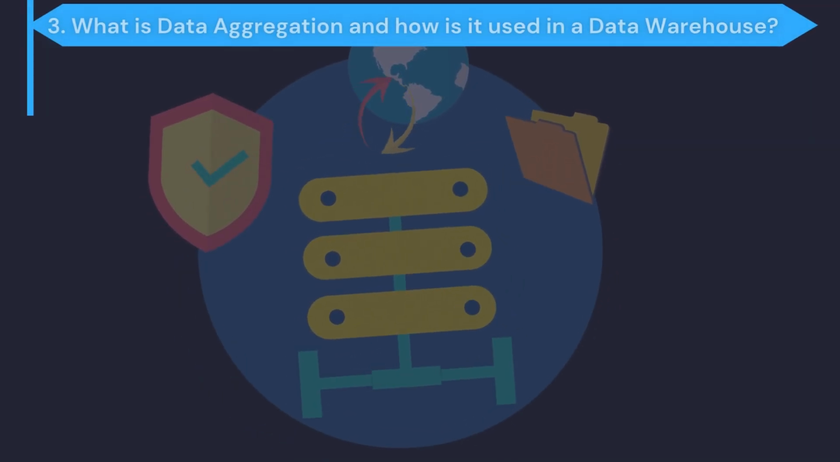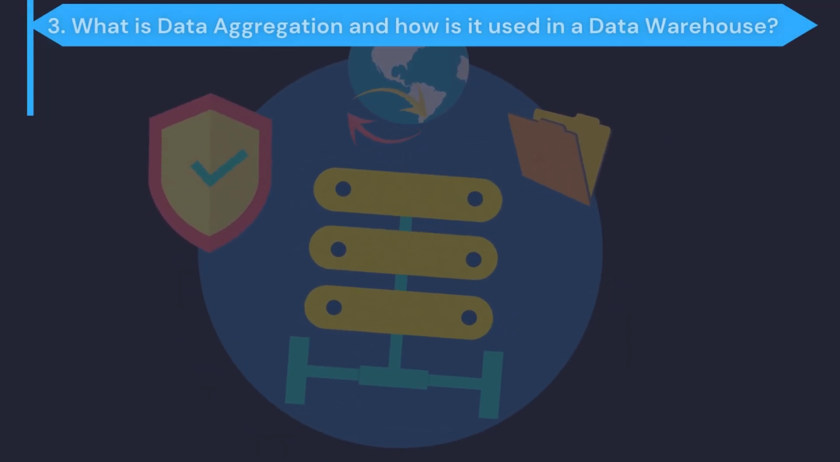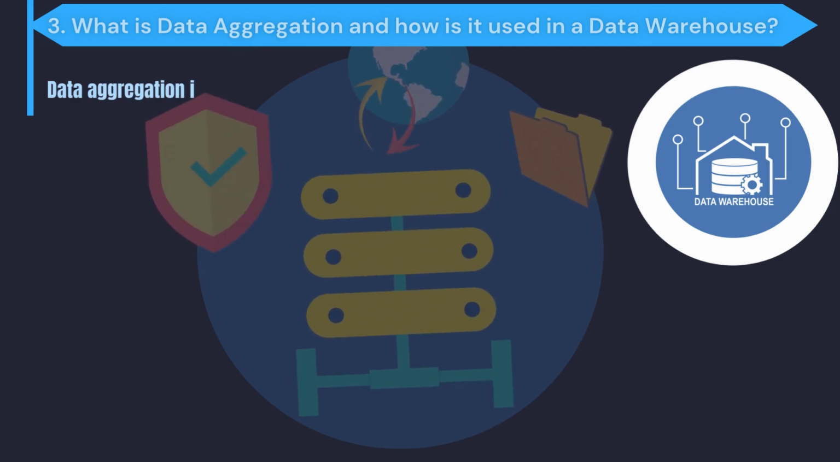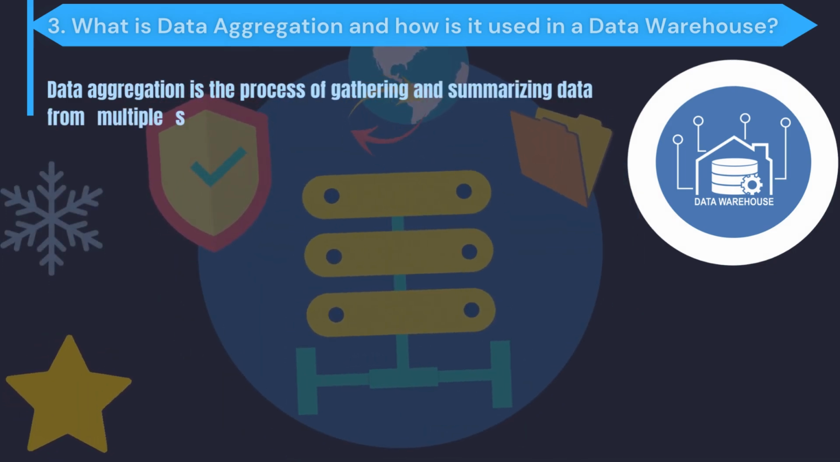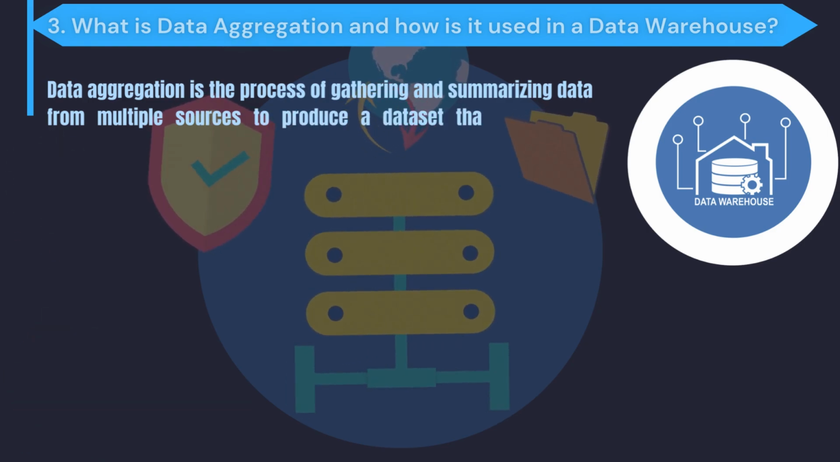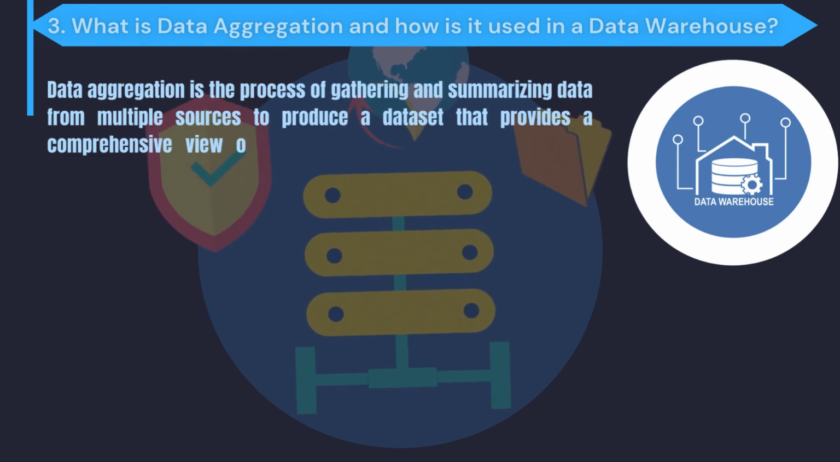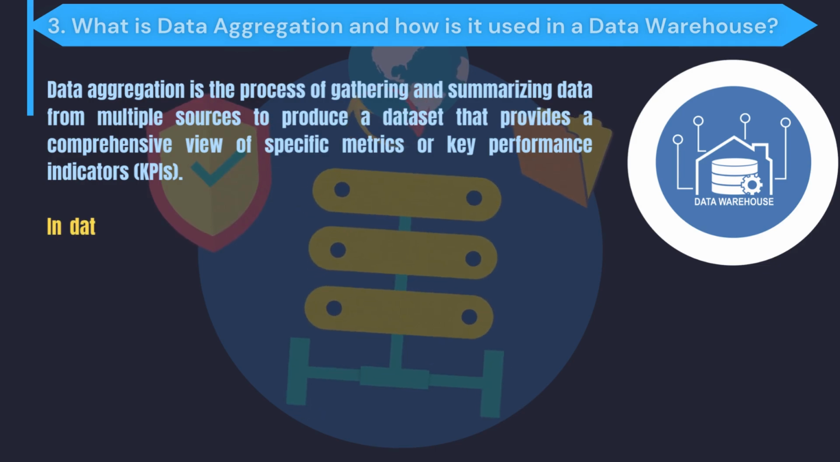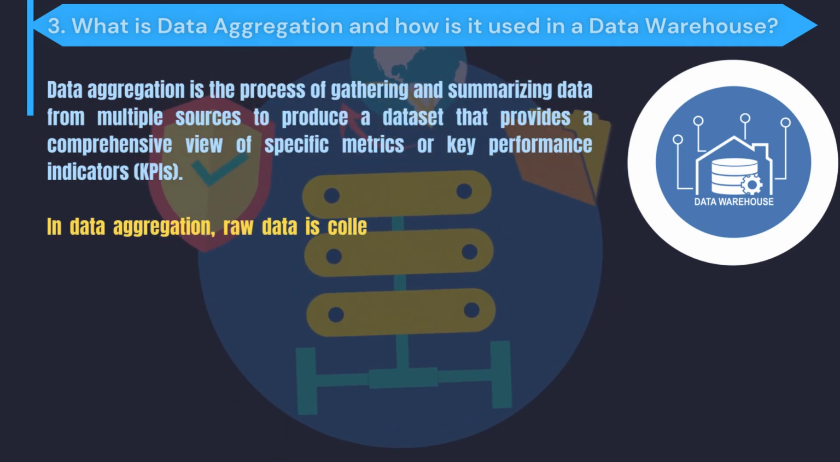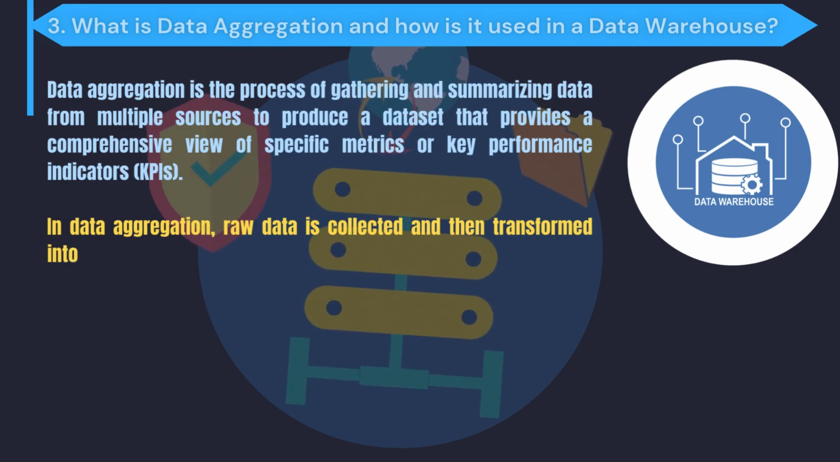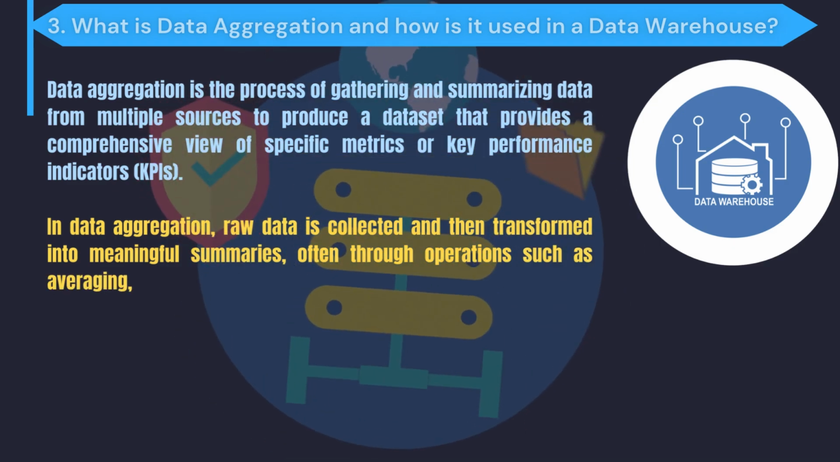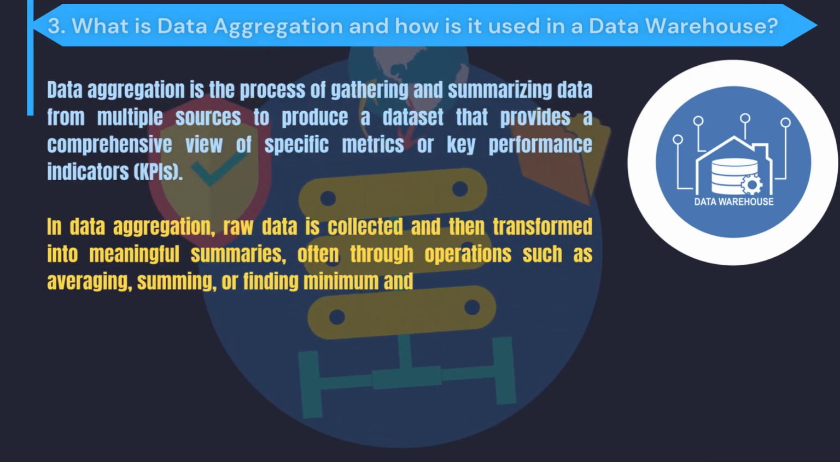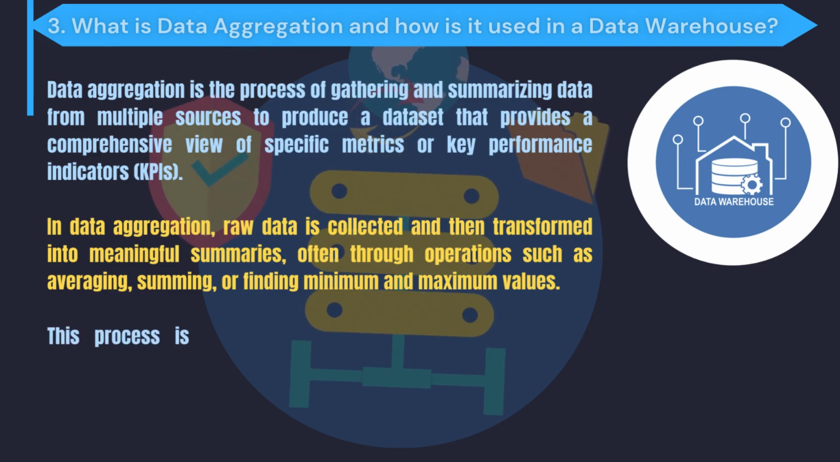3. What is data aggregation and how is it used in a data warehouse? Data aggregation is the process of gathering and summarizing data from multiple sources to produce a dataset that provides a comprehensive view of specific metrics or key performance indicators, KPIs. In data aggregation, raw data is collected and then transformed into meaningful summaries, often through operations such as averaging, summing, or finding minimum and maximum values.